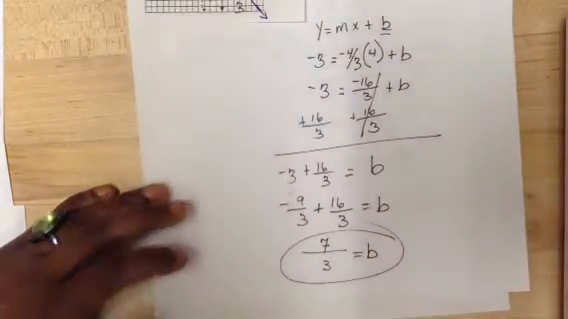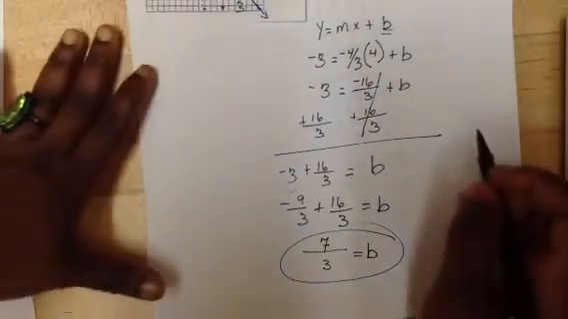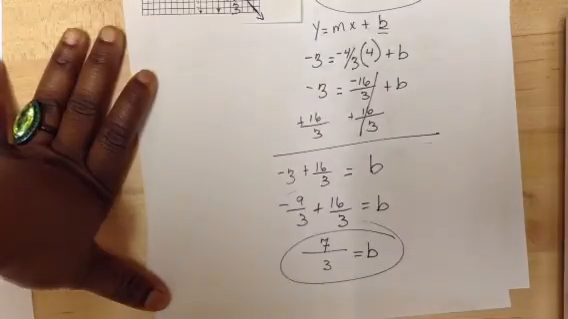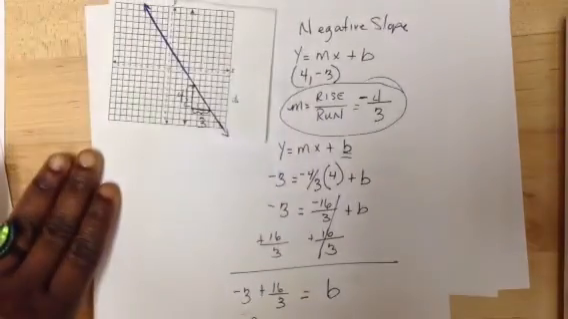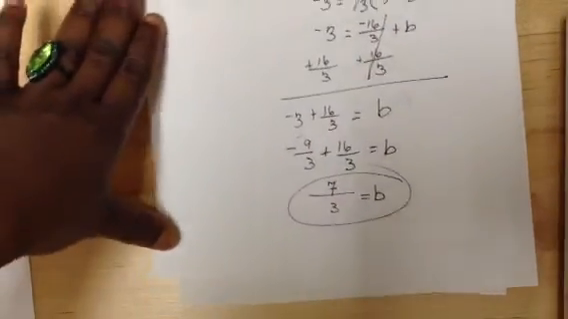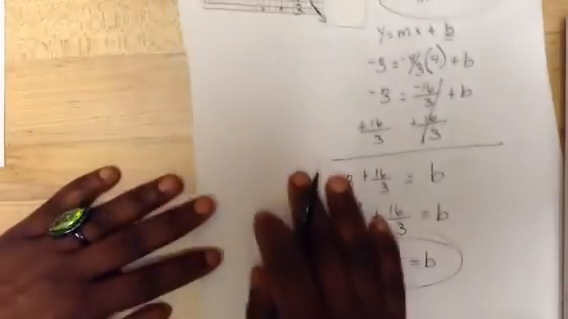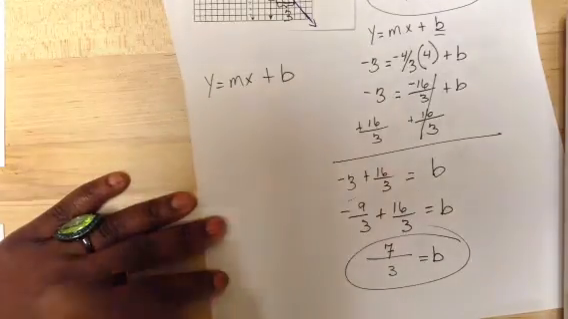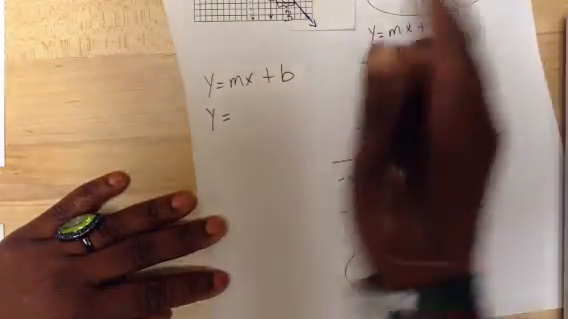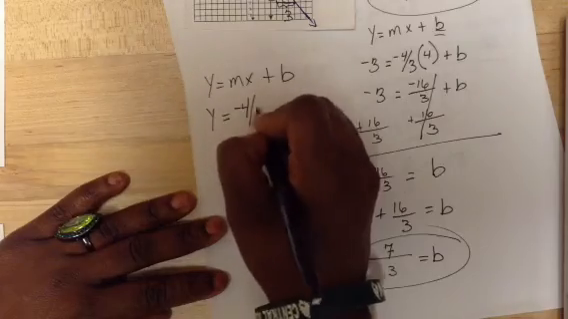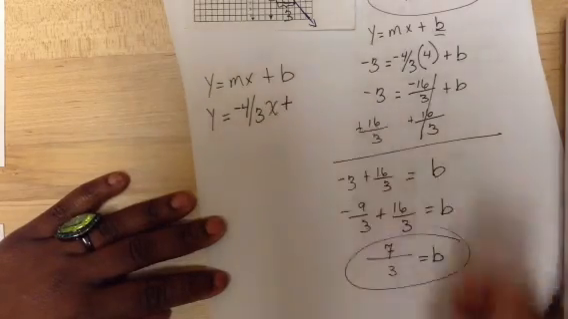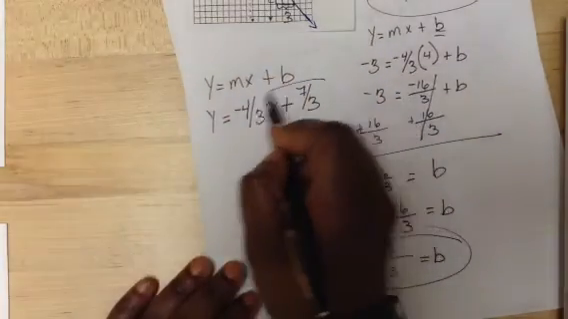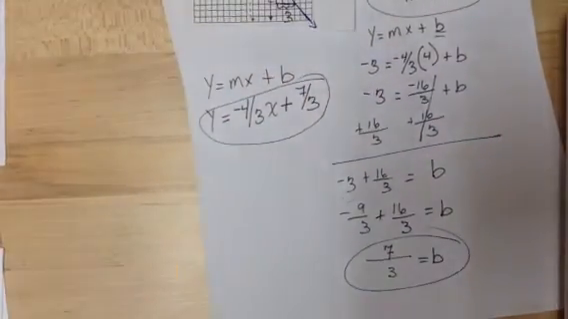So now I have the two things that I need to plug back into my equation. My slope is -4/3, and my b is 7/3. So now I say y is equal to mx plus b: y is equal to -4/3 x plus 7/3. So that would be the equation of that line.